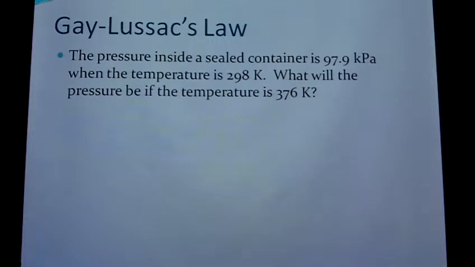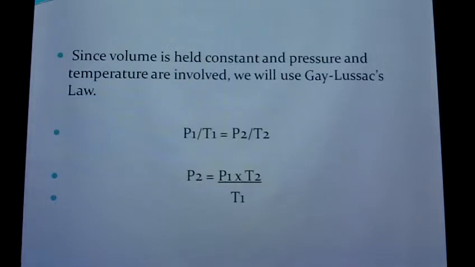The pressure inside a sealed container is 97.9 kilopascals when the temperature is 298 Kelvin. What will be the pressure if the temperature is 376 Kelvin? How will we approach this problem? Since the volume is held constant and pressure and temperature are involved, we're going to use Gay-Lussac's law. And here's what it says.